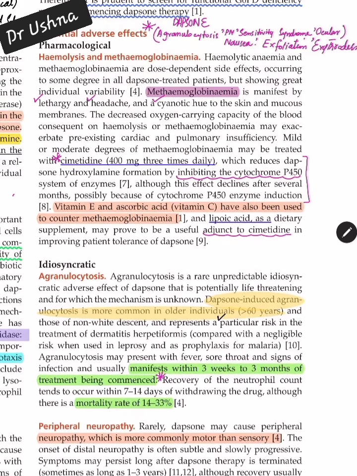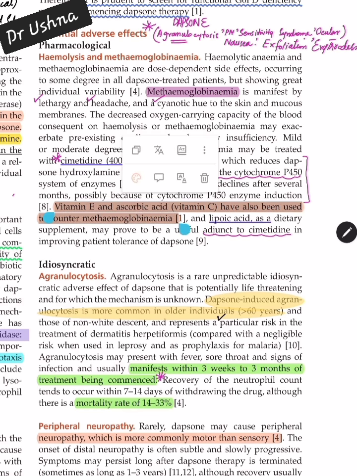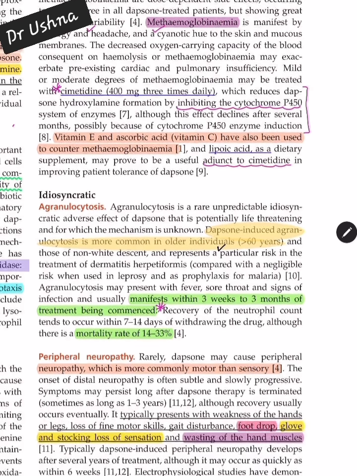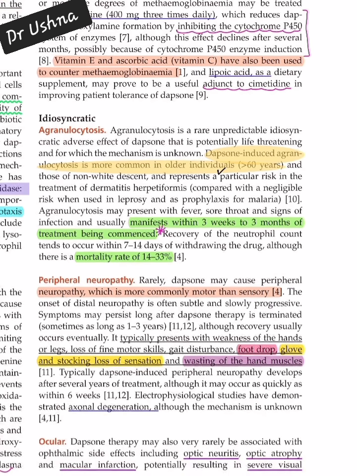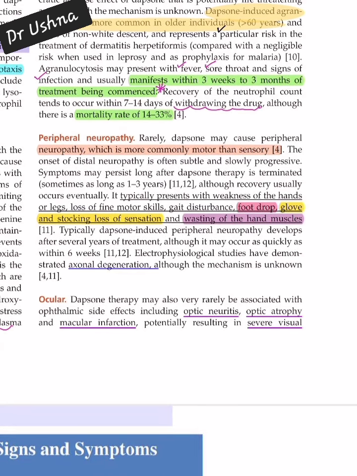Then we have the side effect agranulocytosis. It is important to know how agranulocytosis presents. If you have started the patient on dapsone, and in the first 3 weeks to 3 months the patient presents with fever, sore throat, and infection, you should be vigilant that these are the symptoms of agranulocytosis. You should counsel the patient beforehand that these can be side effects of the drug, and it needs immediate withdrawal of the drug. Despite immediate withdrawal, there is going to be a 7 to 14 day delay for the symptoms to be reversed.